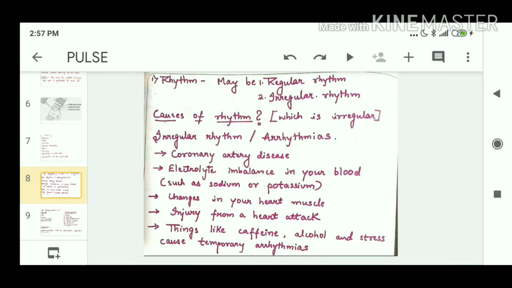They are coronary artery disease, electrolyte imbalance in the blood such as sodium or potassium, changes in the heart muscle, injury from a heart attack, and if the person uses things like caffeine or alcohol, or if he is stressed, it causes temporary arrhythmias. So these are the causes for the irregular rhythm.